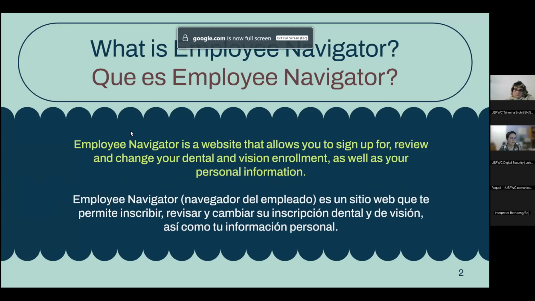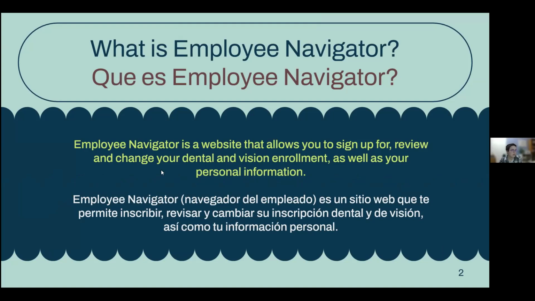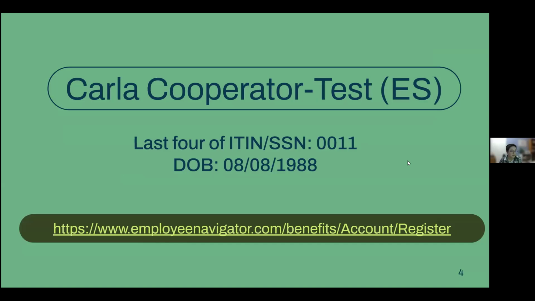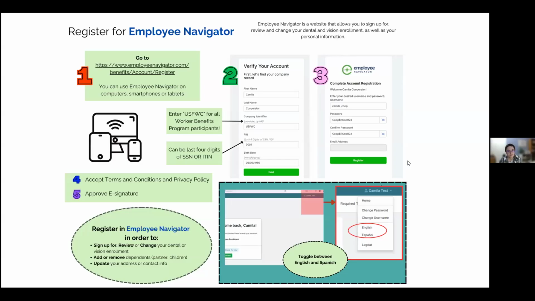Like I said, Employee Navigator is a website that allows you to sign up for, review, and change your dental and vision enrollment and your personal information. We're gonna do a walkthrough of how people can enroll so that everybody can see it and so that we also have a recording for how people can walk through. But first, I just want to orient folks to the documentation that we're going to be sending with the links to enroll.